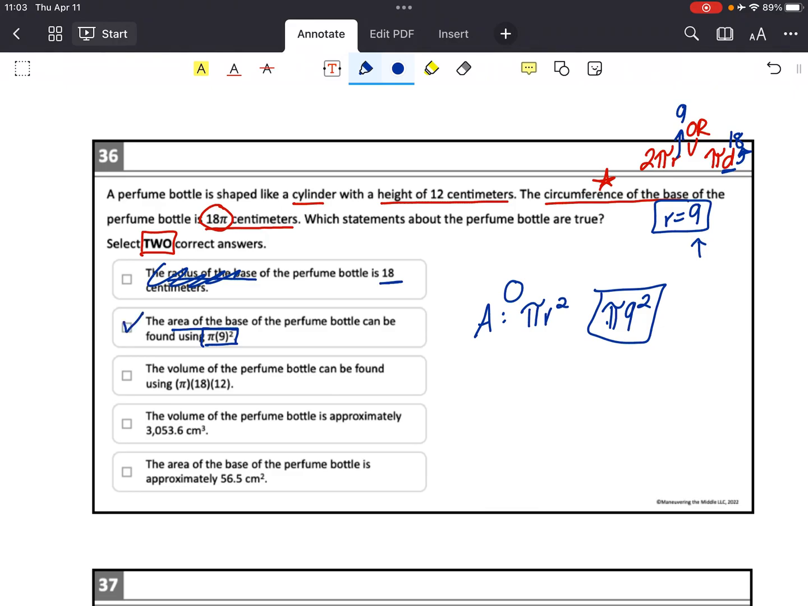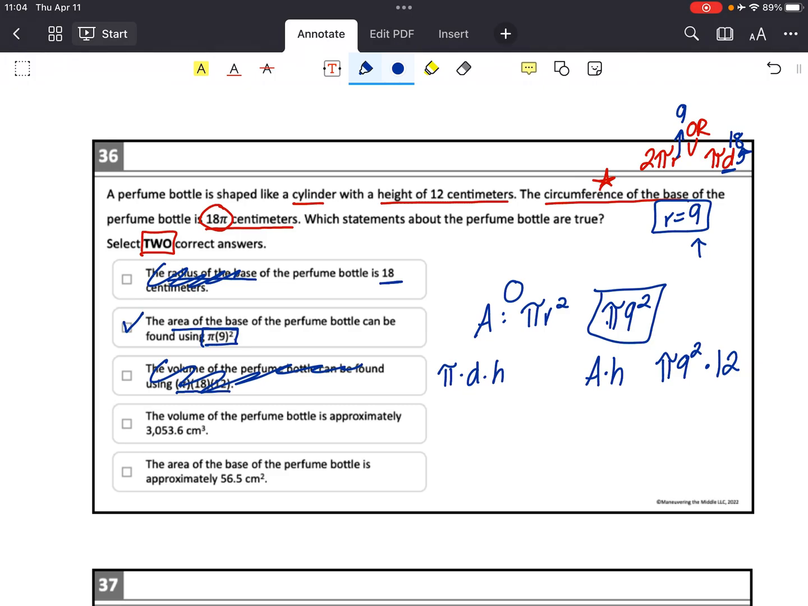The volume can be found by using pi 18 times 12. So this means pi times diameter times height. We know that that is not the formula to find the volume. Volume is A times H, or area of the base, times height. Therefore, what we would do is pi 9 squared times 12, and that is not the same thing, so that one is not it.